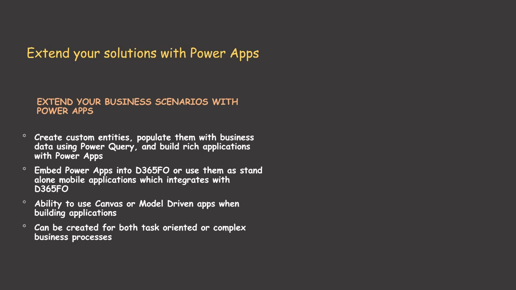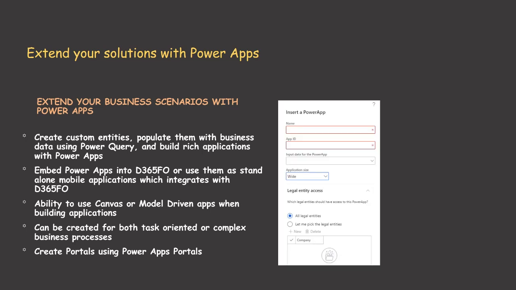And you can use Canvas or model-driven apps for building applications. It can be created for both task-oriented apps and complex business processes. If it's a complex business process, you could leverage model-driven, but if it's task-oriented, then you could probably leverage Canvas. That is the kind of example we can give. You can also create portals using Power Apps portals. There's one out of the box, the supply chain management portal, which Microsoft built in, so you can leverage that. Or if you want something created, you can still use Power Apps portals to do that.